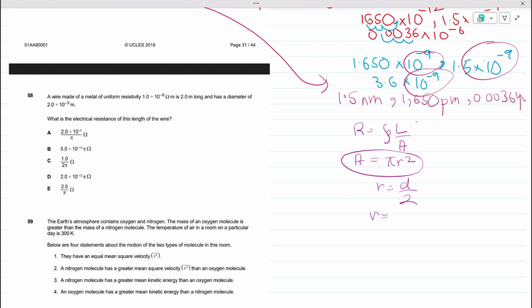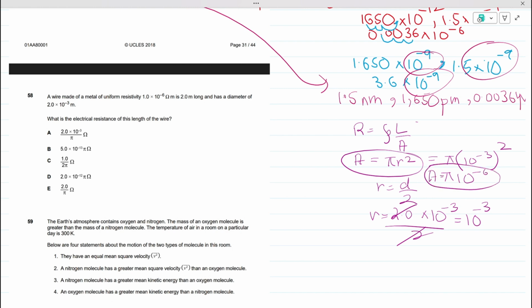r is just half of the diameter, and the diameter is already given to us, which is 2.0 into 10 to the power minus 3. We just have to take half of it. So the 2 cancels, and we are left with 10 power minus 3 only. Let's put this in the formula of area: pi times r value, 10 power minus 3, whole square. Minus 3 multiplied by 2 is minus 6, so 10 power minus 6. This is the area we have gotten.